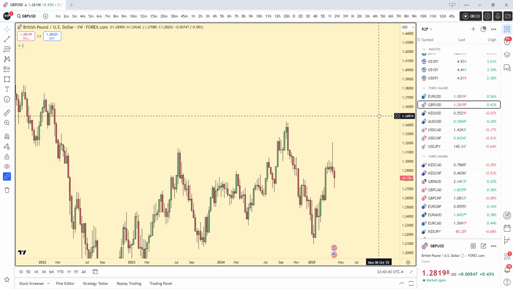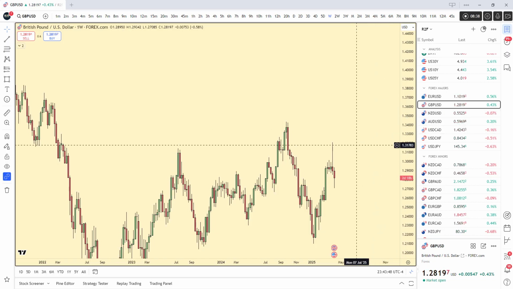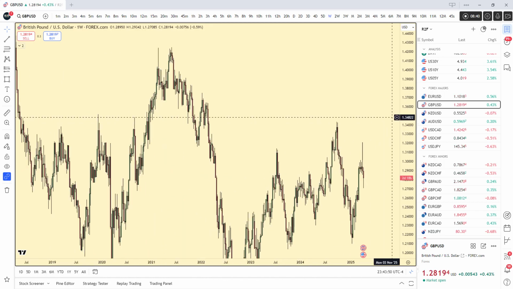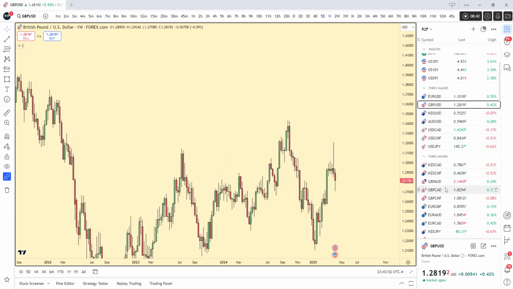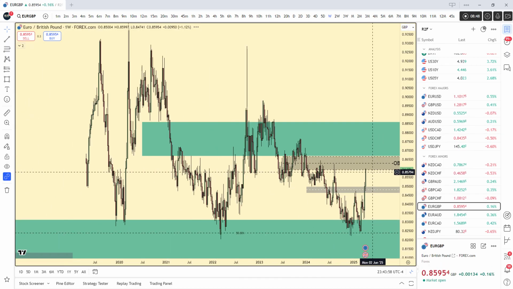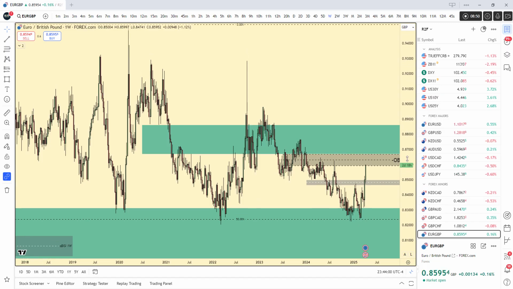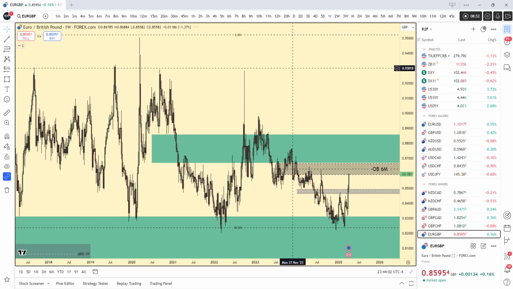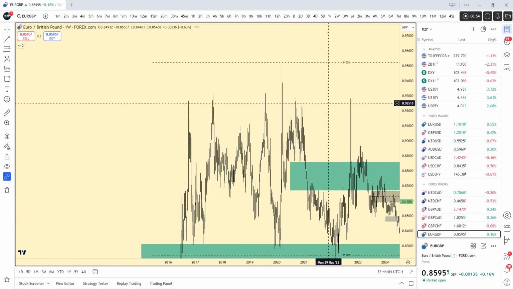Yeah, okay. So I had to step out for a second, and now I lost track of what I was talking about. Pound. But yeah, possibly higher prices if Euro Pound starts to move lower. Relative equal highs up here as well.